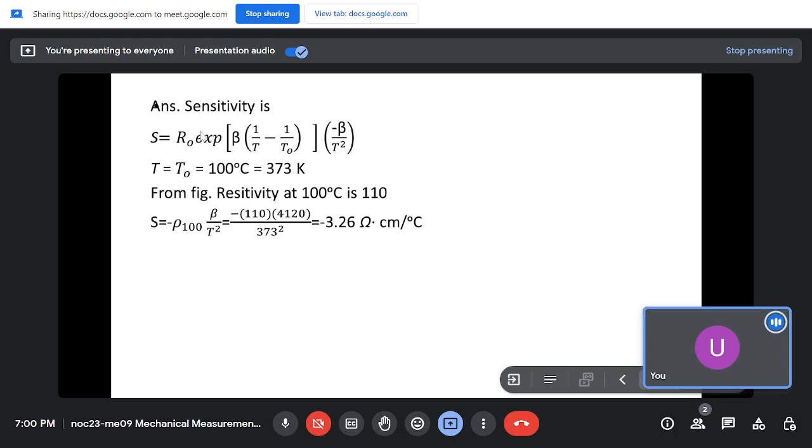So using that, the resistivity is known, so R naught exponential beta, that term is known. So that is minus 110 into 4120, which is the beta value that is given, divided by T square, 373 whole square. So that will give you minus 3.26 ohm centimeter per degree Celsius. So that is the sensitivity.